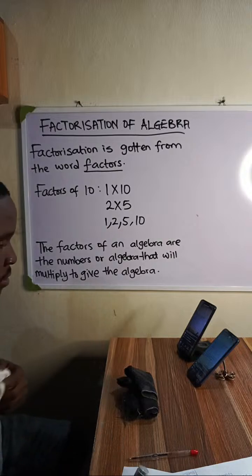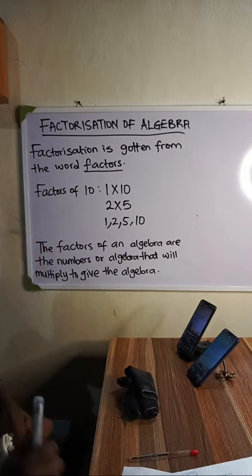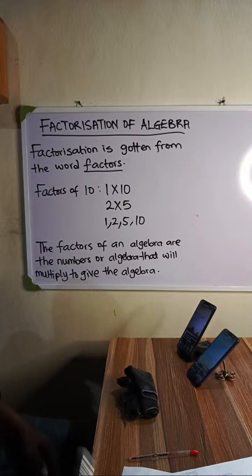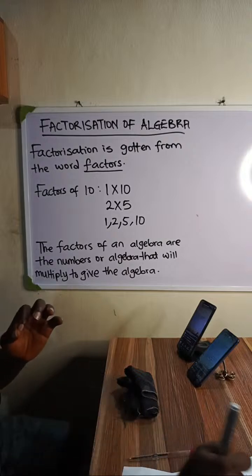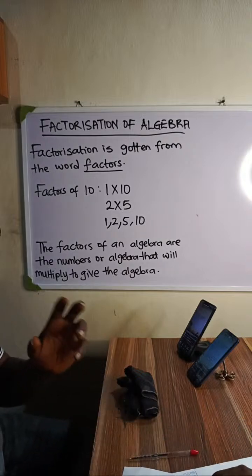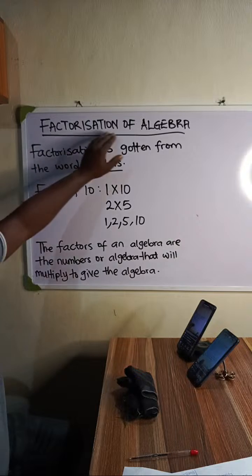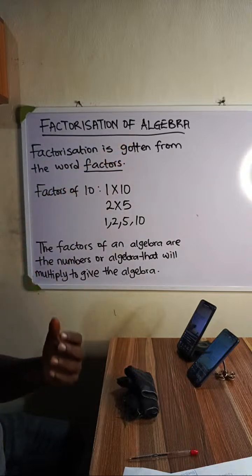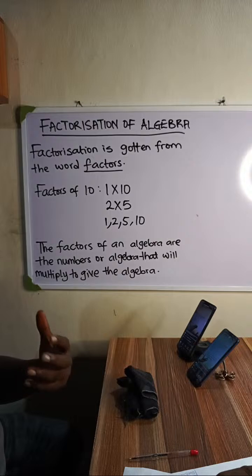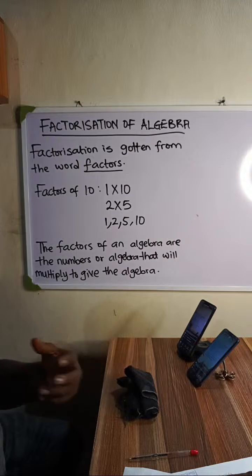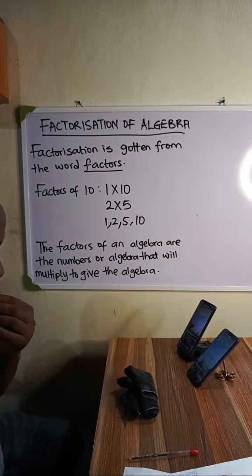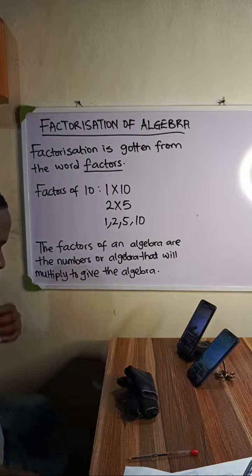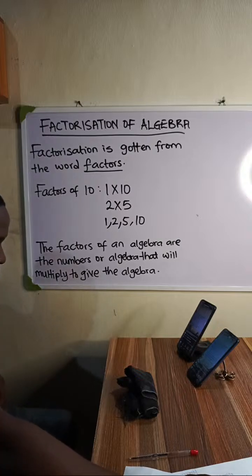So I'll give a minute, then I'll continue. So whenever you are trying to get the factors of an algebra, or whenever you are trying to factorize an algebra, it is important to know how to find the HCF of an algebra. Does anybody know how to find the HCF of algebras?